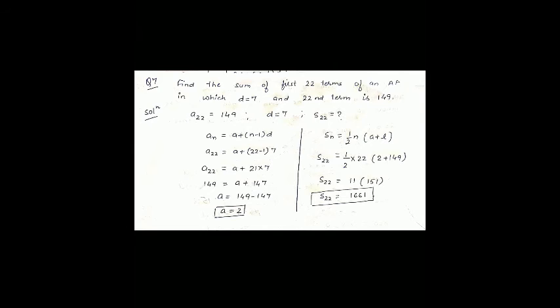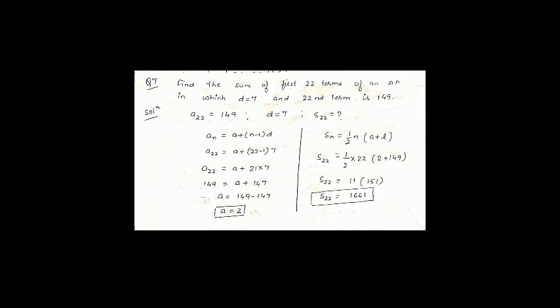Similarly, in the same way we can find out the sum of nth term S22 by applying the formula Sn is equal to 1 by 2 n (a plus L). As we know the value of n, we know the value of a, we know the value of L. So it is very simple. Putting the values and simplifying it, we will get S22 is equal to 1661. So I hope you have understood the question number 7 well.